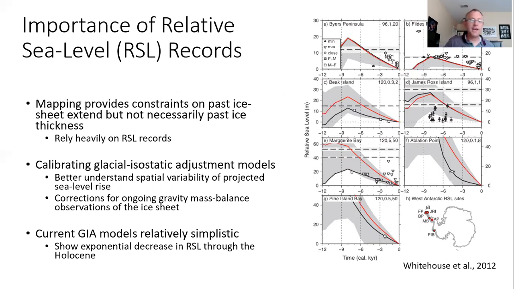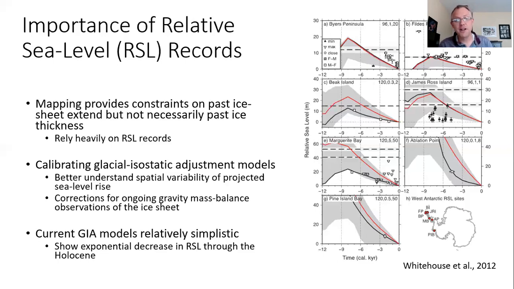So one way of getting at the thickness of the past ice sheets is to look at records of relative sea level change and use those to constrain or calibrate glacial isostatic adjustment, or GIA models. GIA models are basically numerical predictions of the deformation of the Earth, both the solid Earth deformation, as well as changes in the sea surface height due to changes in the gravitational field of the Earth due to the growth and decay of these ice sheets.